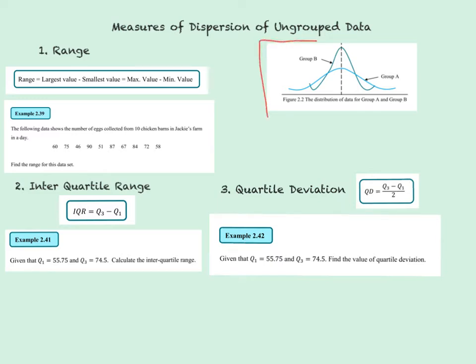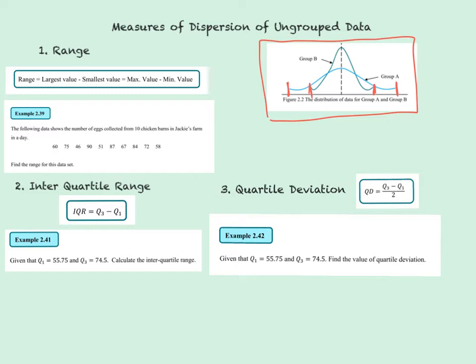In figure 2.2, we can see that we have two different groups, group A and group B. For group A, the data are more widely spread compared to group B. So we look at the tail, the left and the right tail. Meanwhile, for B, it's over here. So based on this graph, group A are more widely spread compared to group B.